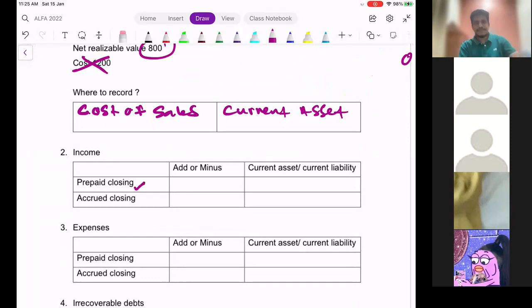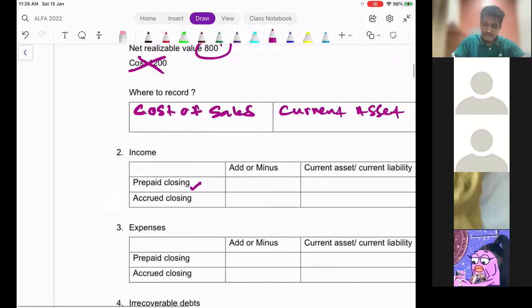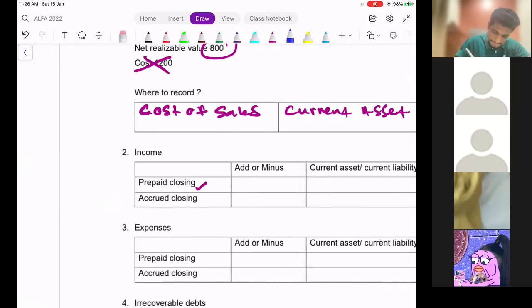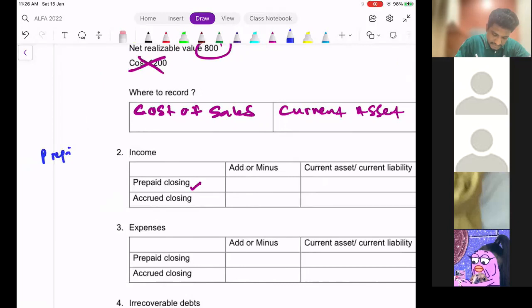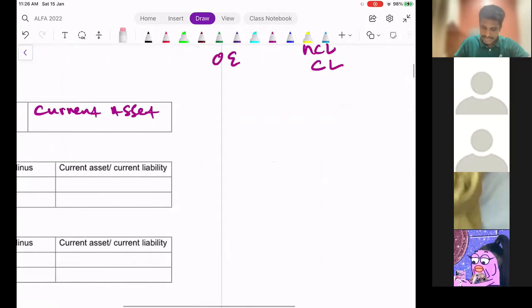Prepaid closing. For prepaid closing, do you plus or minus? I'm talking about closing. Prepaid closing, do you plus or minus? If you don't know, please just say you don't know, and I will explain. Okay, I get a mixed answer. If you don't know, you copy this.